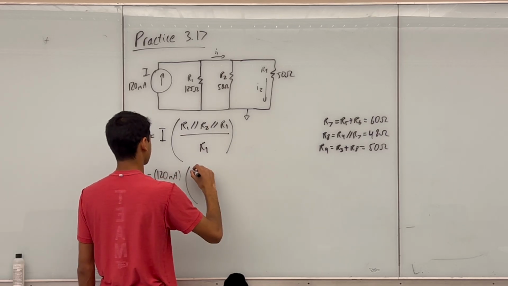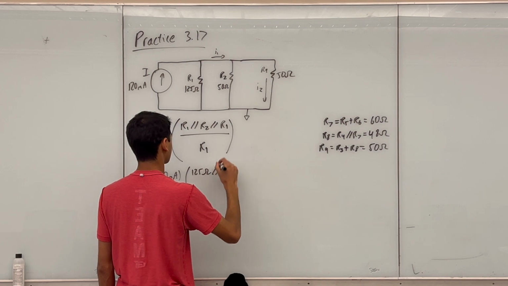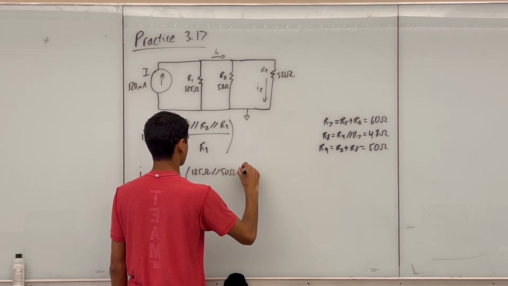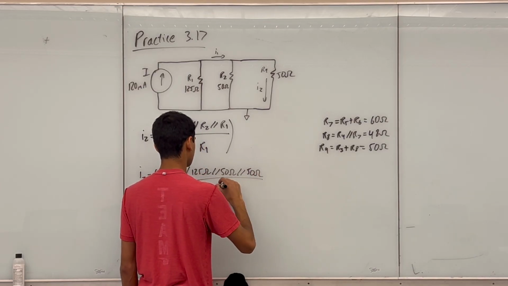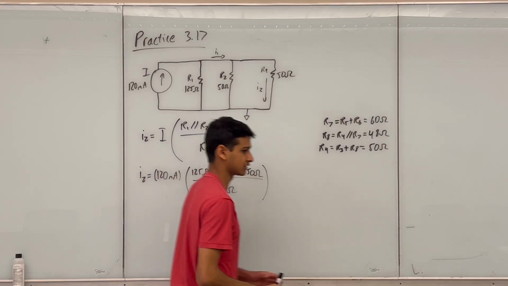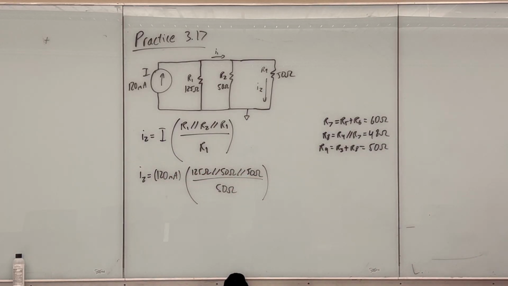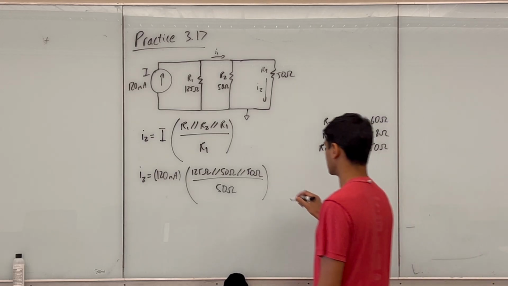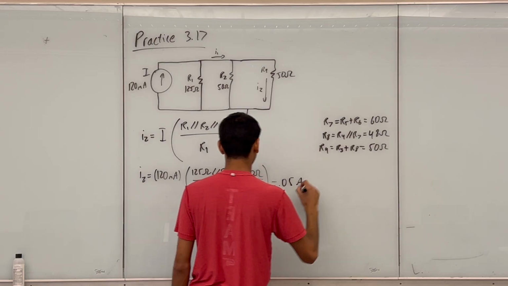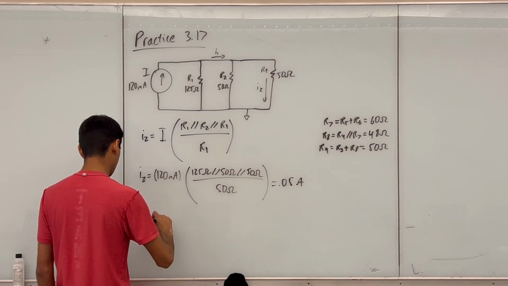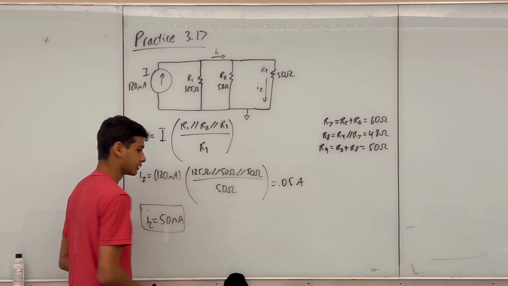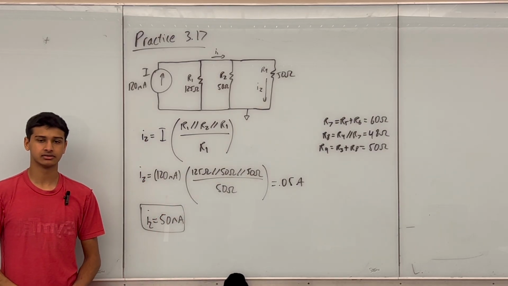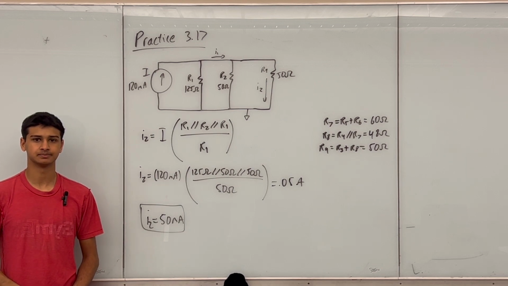So if I plug values in, I get that this is 120 milliamps times 125 ohms parallel 50 ohms parallel 50 ohms divided by 50 ohms. And if I plug that in my calculator, I get a value of 0.05 amps, or I2 equals 50 milliamps. So now that I solved for I2, the next thing I'm going to do is solve for I1 and V3.